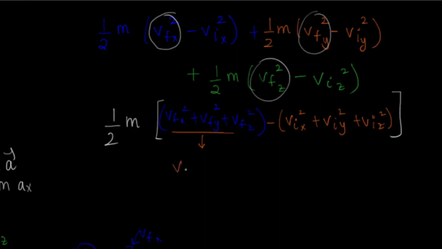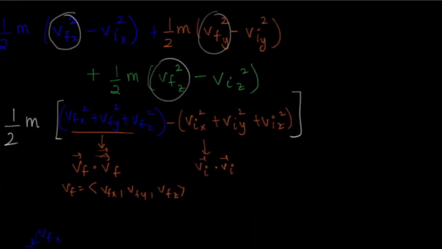And this right here, believe it or not, really outstandingly, is nothing but the dot product of v final with itself. So v final dot v final is this product that you have right there, since v final is just equal to v_fx, v_fy, v_fz. And similarly, this part right here is just the dot product of v sub i with itself.